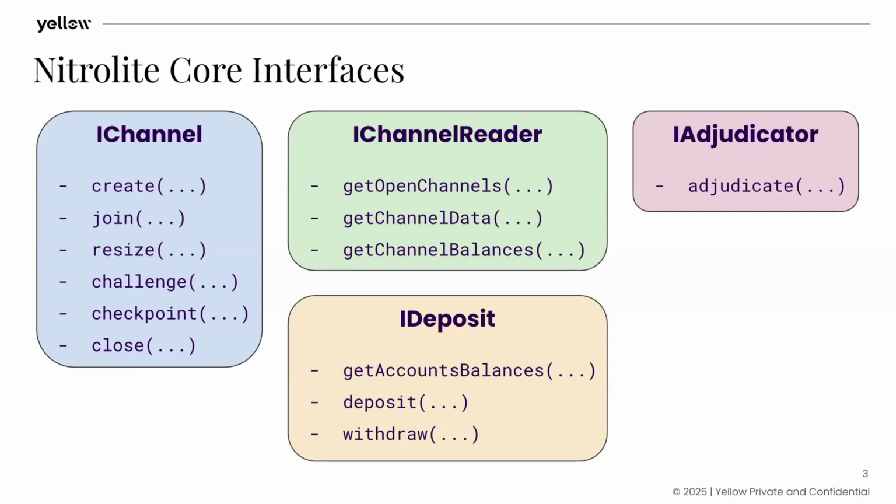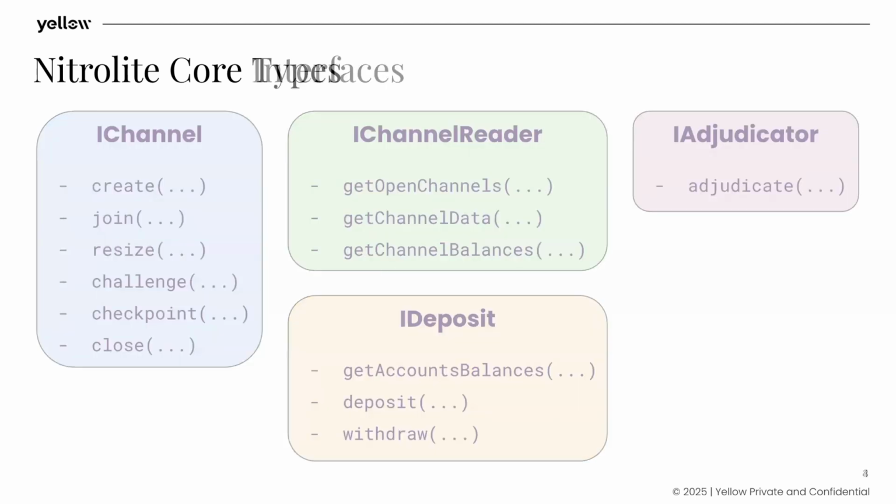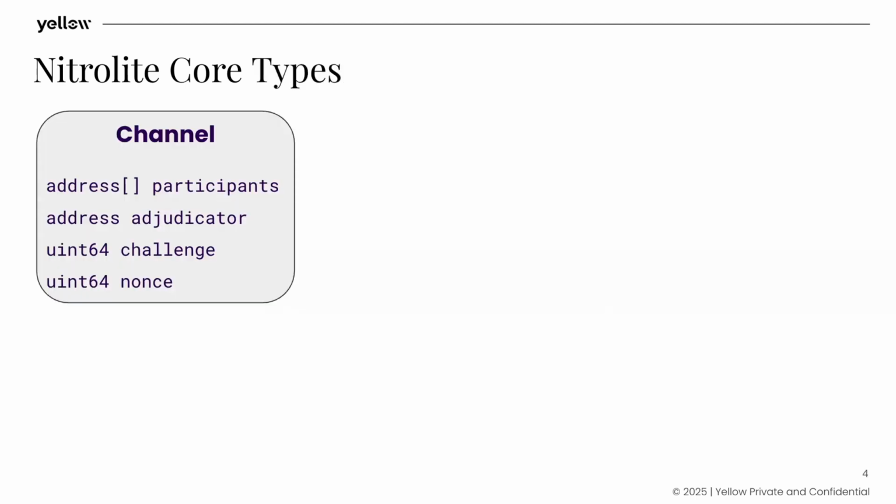Next, let's see the main types that Nitrolite operates on. Channel is the on-chain configuration that uniquely identifies a channel instance. It defines who participates, which adjudicator will validate state, and how long a dispute lasts, and ensures each channel is uniquely distinguishable. It is the fixed reference point for all off-chain states.